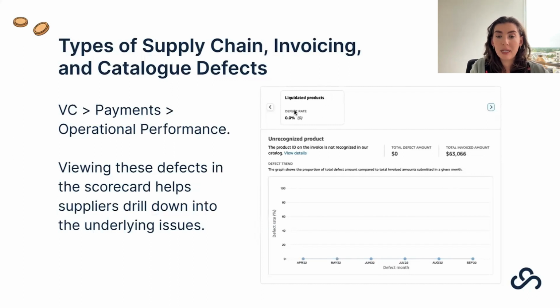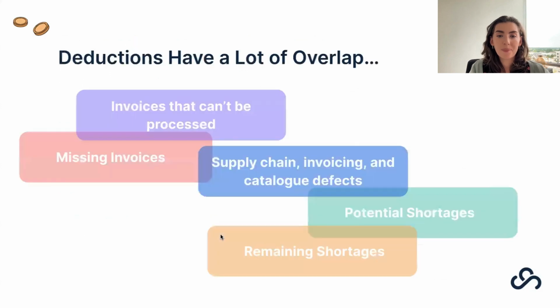So this supplier only has one populated for liquidated products, but you can toggle between this, and you can see the different defects that you have, and what they've looked like over time, and understand where the information is that you need to see for, okay, there's an unrecognized product. Let me dig into that and see what the issue is there. So that's a helpful place to start if you're seeing a lot of a specific type of defect at Amazon.